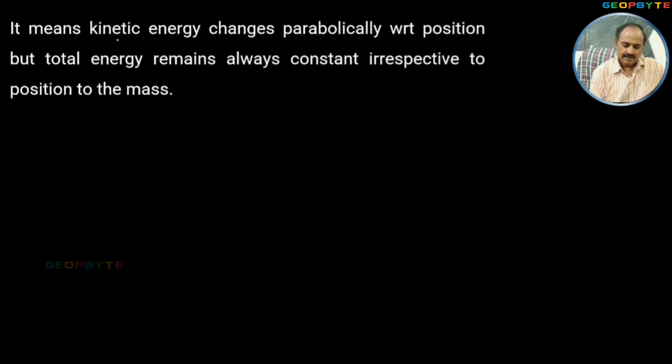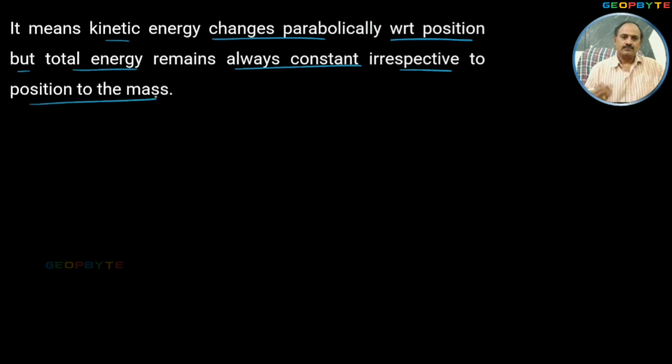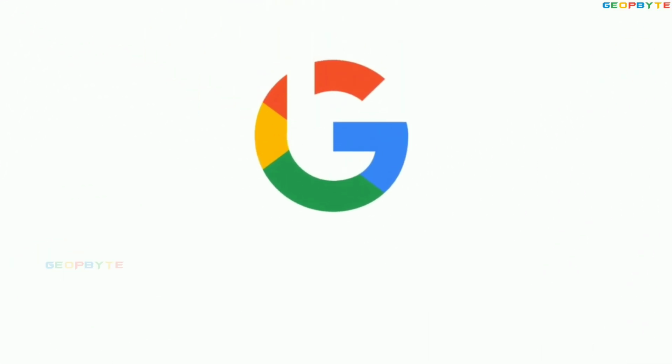It means kinetic energy changes parabolically with respect to position, but total energy remains constant irrespective of the position of the mass. Of course, kinetic energy and potential energy both are parabolically changing, but total energy remains constant irrespective of the position of the mass which is connected to the spring. Understood clearly? Yes.